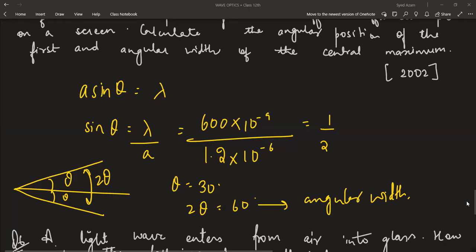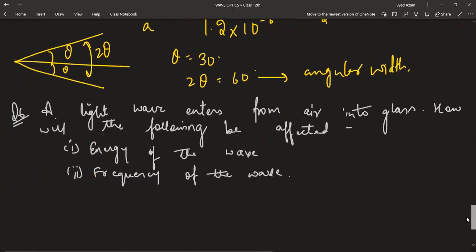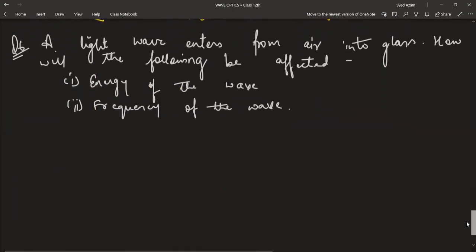Okay, written. So we have this last question left. It says that a light wave enters from air to glass. How will the following be affected? You have to tell about the energy of the wave and the frequency of the wave.